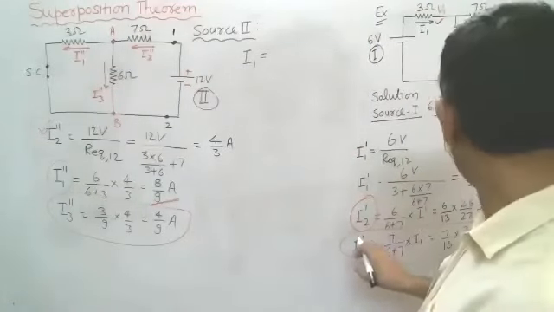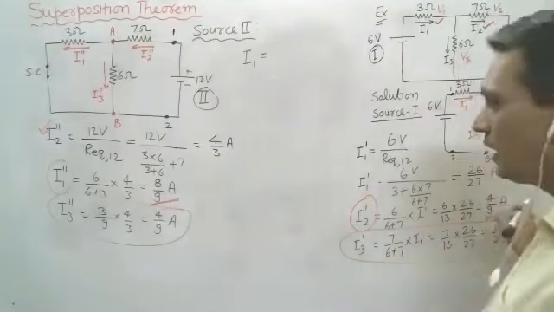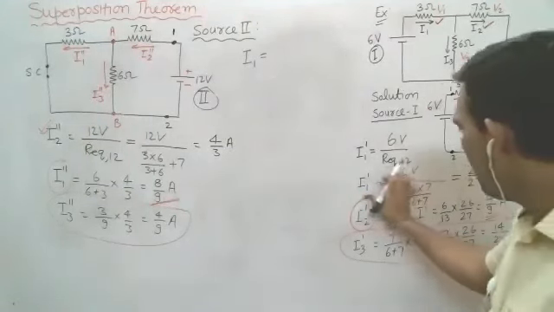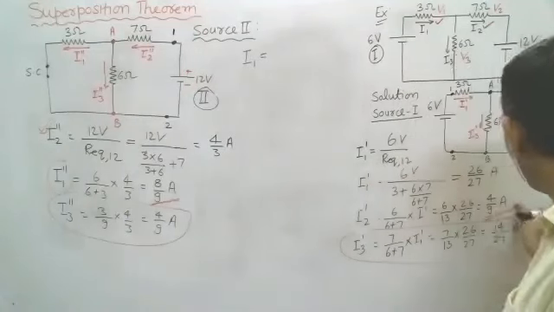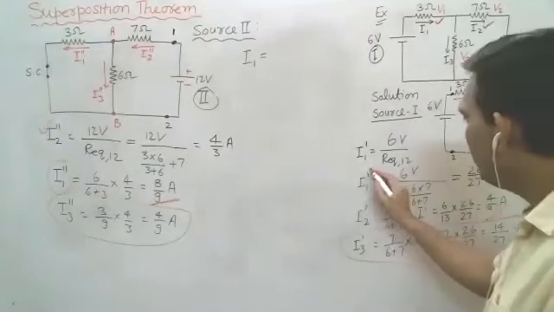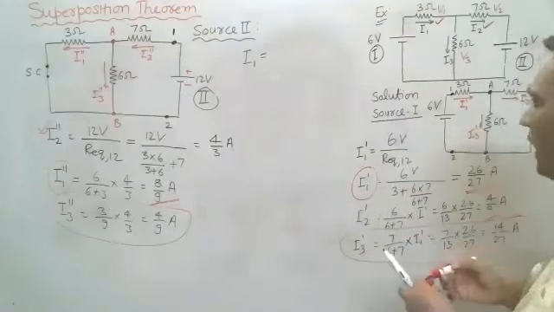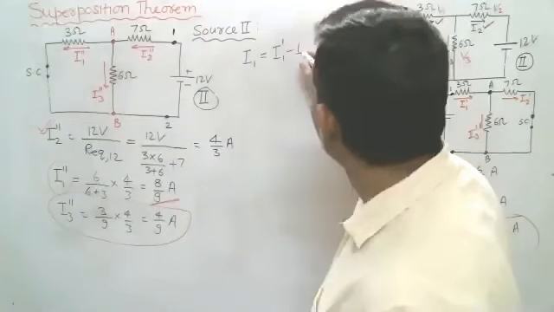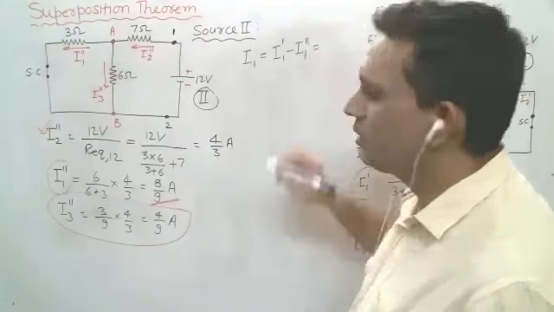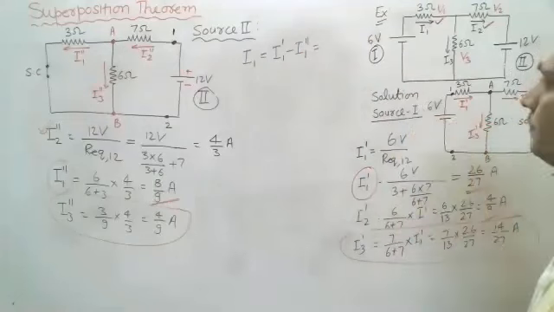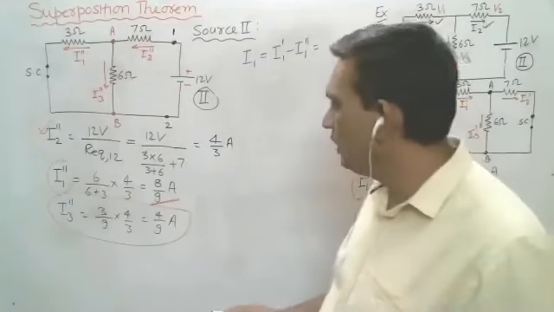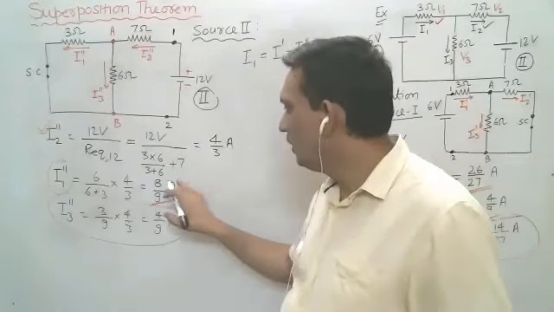And you have to check for I1 dash. Let us check for I1 dash. This is 26 by 27. Compare with I1 double dash. I1 dash is greater. It means in this case also you will get I1 dash minus I1 double dash. So what will be this value? (26 by 27) minus 8 by 9.